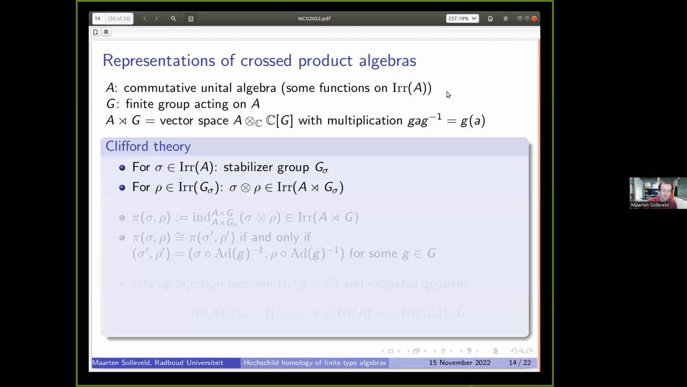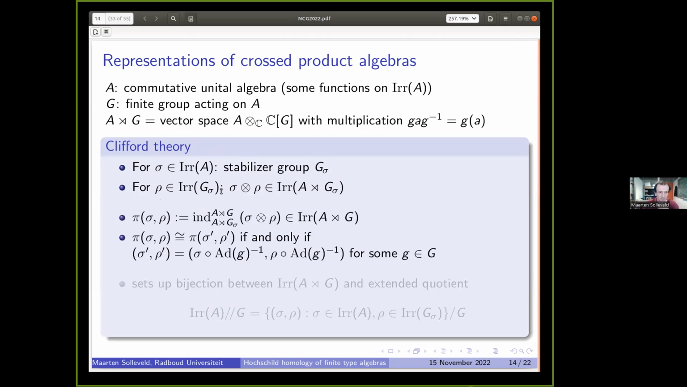And then how do you produce irreducible representations? Well, you reduce things to first representations of A, and then you look at what happens to your group. So you start with an irreducible representation of A, that's just a character of A, and you look at which elements in the group stabilize this representation. This will be a finite group G sigma. You take an irreducible representation of G sigma, and then this tensor product is a meaningful representation of this cross product where you just have a smaller group here. And it's in fact easily seen to be an irreducible representation.